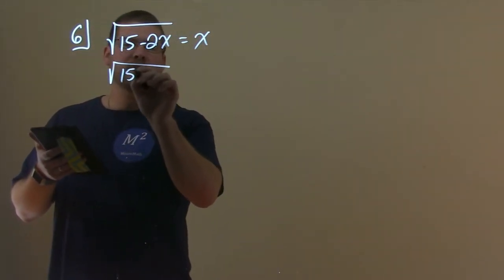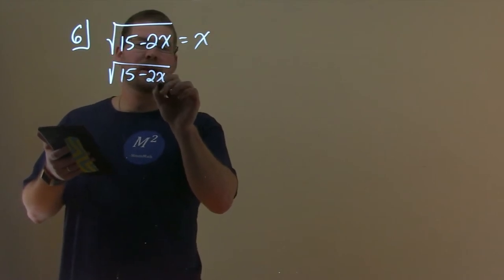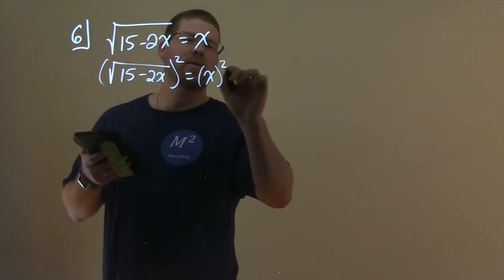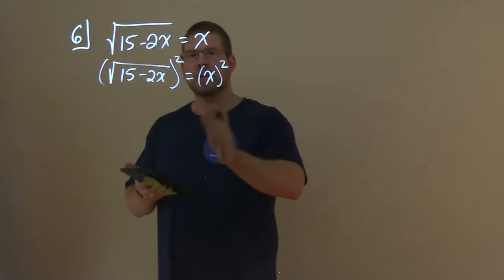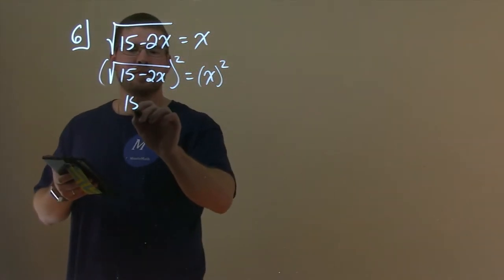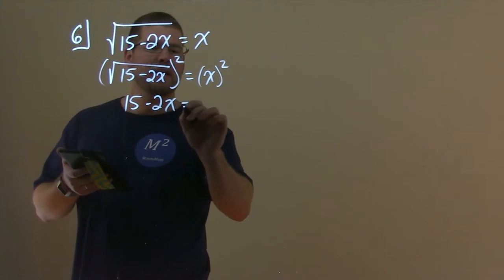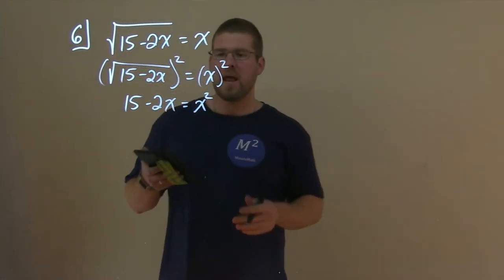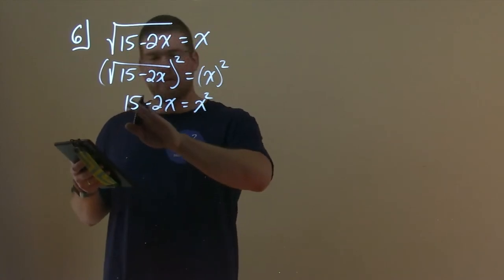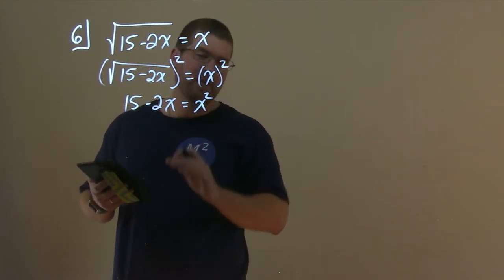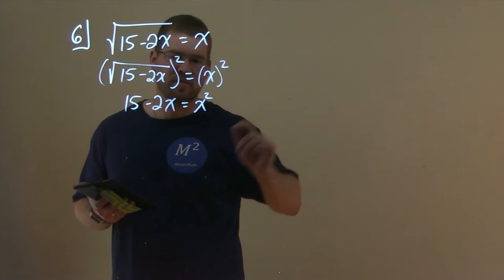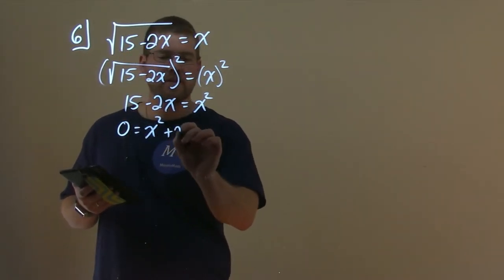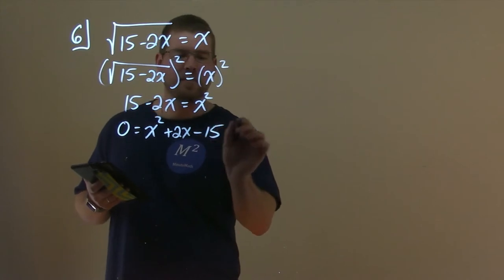So the square root of 15 minus 2x, square that. We take x and we're squaring that as well. This eliminates that square root, and so we have 15 minus 2x, and that's equal to just x squared. Okay, well now we need to set this equal to 0. So I like having a positive value for my x squared, so I'm bringing everything just to the right. And we have 0 equals x squared plus 2x minus 15.